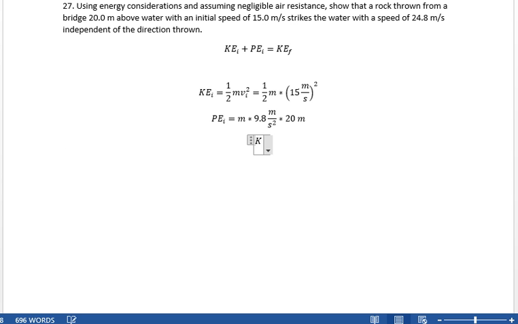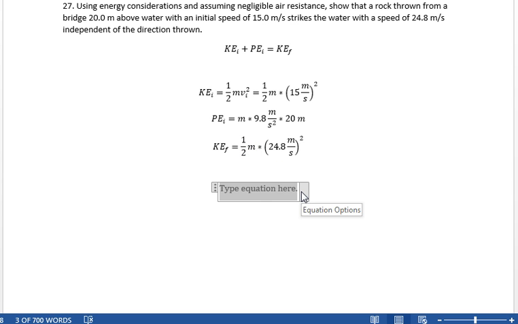And what is the final kinetic energy? Final kinetic energy is going to be 1/2 times the mass, right, times, and we're given 24.8 meters per second. All right, now initial kinetic energy plus initial potential energy equals final kinetic energy. We have mass, we have mass, and we have mass. It's going to divide out everywhere.